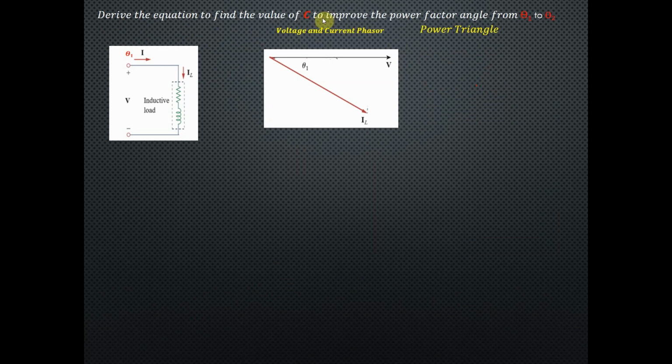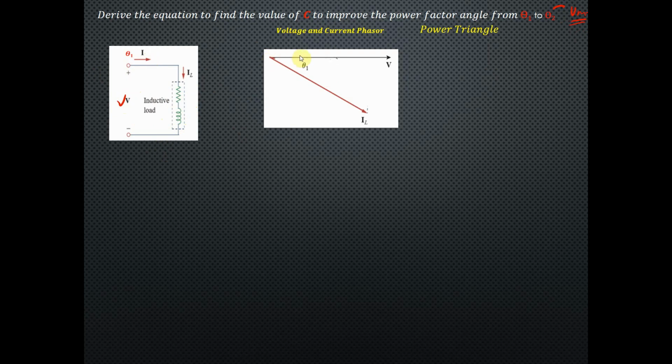Now, let us derive the equation to find the value of C that we need to put in parallel with the load to improve the power factor from theta 1 to theta 2. Let's say our objective for theta 2 is unity. So this is our figure. We have this circuit, an inductive one. What's the relationship between the voltage and current? The current is lagging because we have an inductive load.